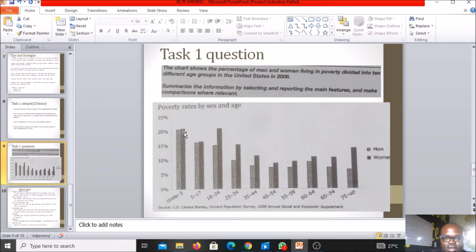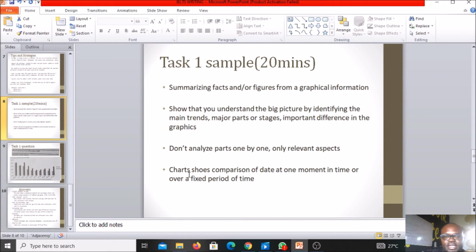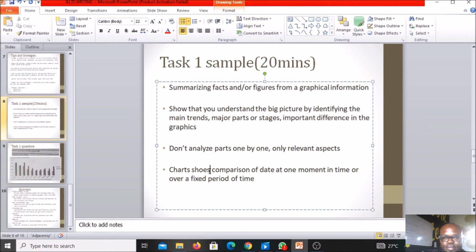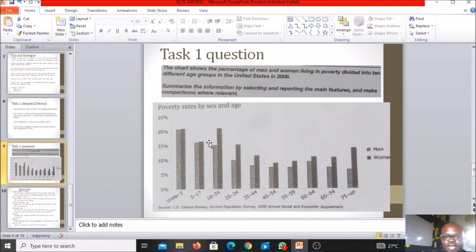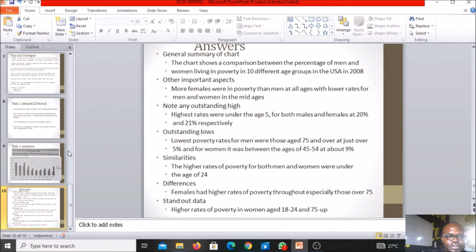You can see that almost all females, for all the different age groups, for all the 10 age groups, the female in poverty is always greater than the men in poverty. So that's a very general observation. Now, whenever you're looking at charts, they normally show a comparison of data at a particular date, a moment in time, or over a fixed period of time. So let's critically look at this and identify how we're able to write the answers.